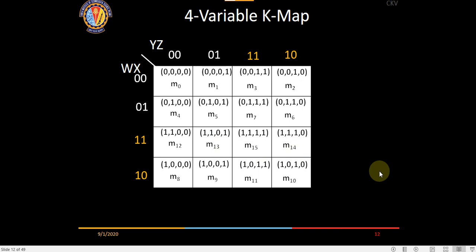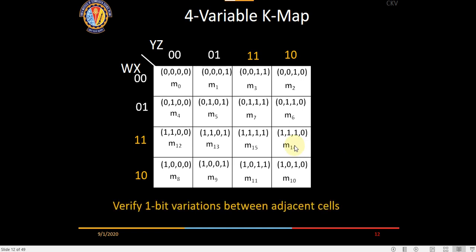Is it okay? Because of this, the adjacent squares will have only one change in variable, so you will be able to club them. That is the reason why we write it like this. Right. So we'll take some examples.